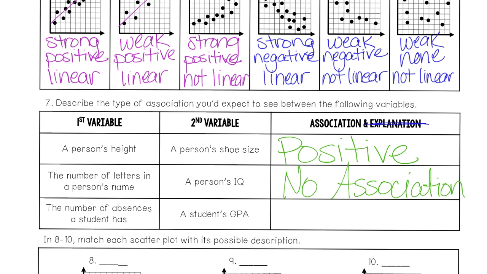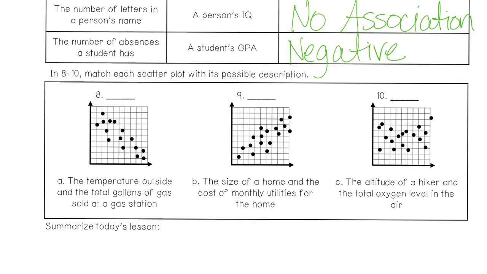All right, what about the number of absences a student has and their GPA? Yep. Because the more absences they have, the likelihood of their grade dropping is good, right? I mean, that's what's going to happen. Questions so far? We're almost there. Let's do these last few really quickly. Looking at this first graph, tell me what kind of association we have.